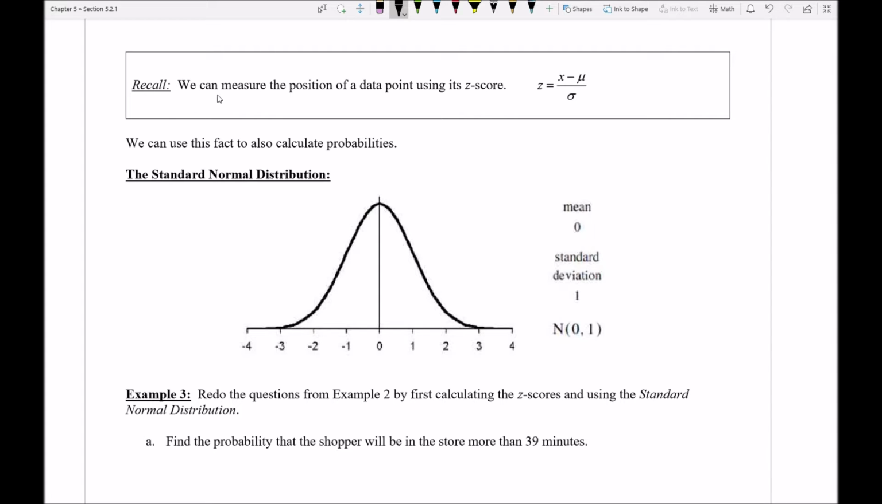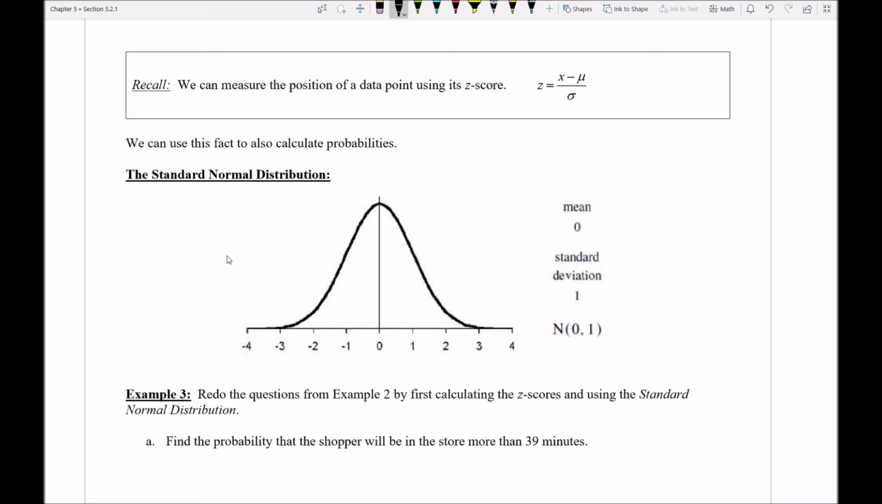You might recall that earlier in this semester we talked about the idea that we could measure the position of a data point using its z-score. That is, we calculated how far away it was from average and divided by the number of standard deviations to get our z-score. Well, the interesting thing is that we can use that fact to help us calculate some probabilities. Now, this might seem weird at first, but we'll tie it together in the next section. But first, let's take a look at just how this would actually play out.